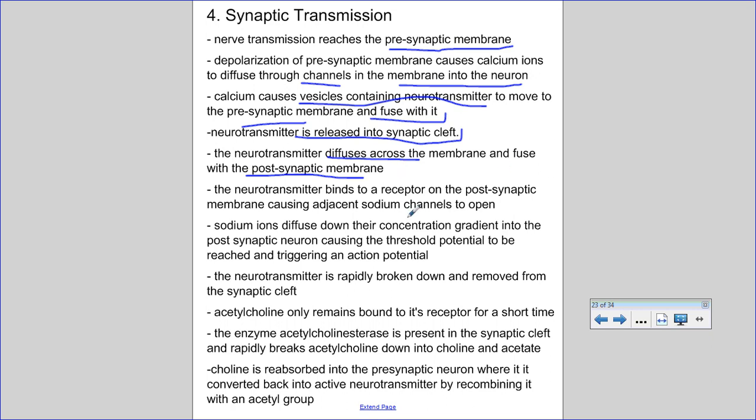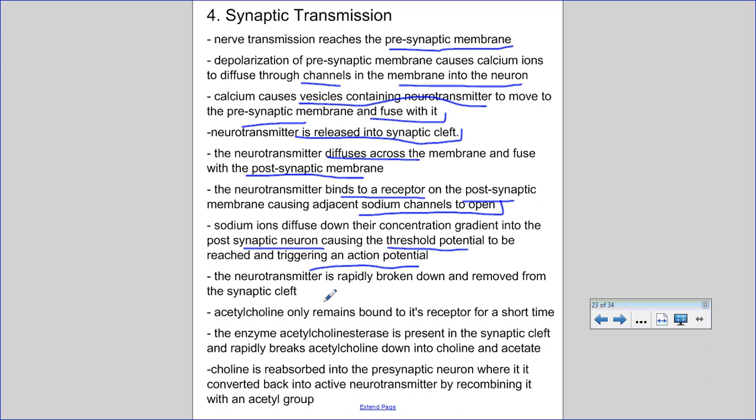on that postsynaptic membrane. So the neurotransmitter will bind to a receptor on the postsynaptic membrane, causing adjacent sodium channels to open. The sodium ions will diffuse down their concentration gradient into the postsynaptic neuron, causing the threshold potential to be reached and triggering an action potential.